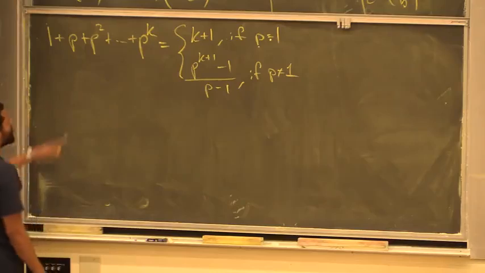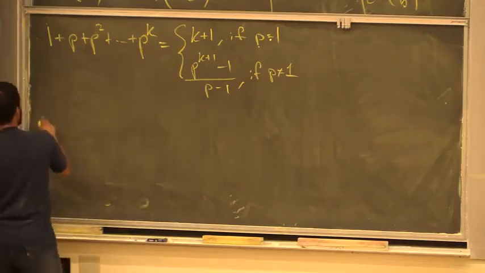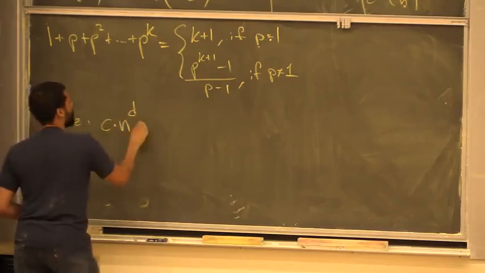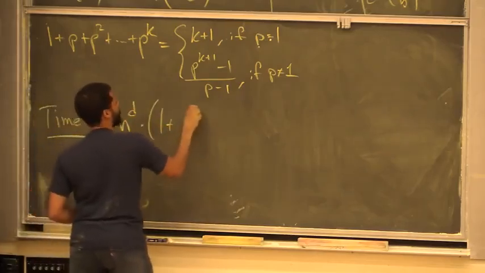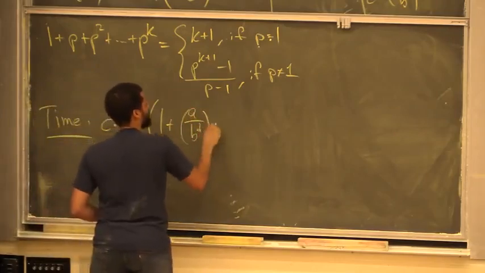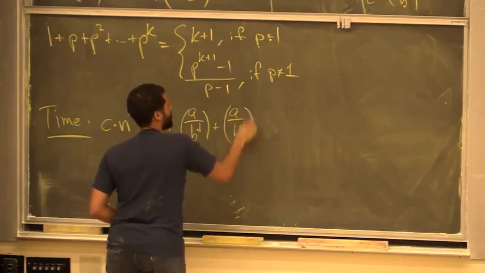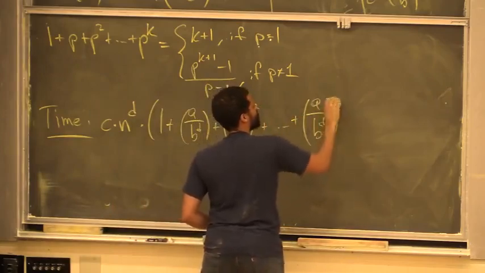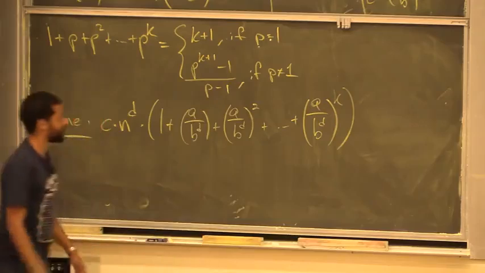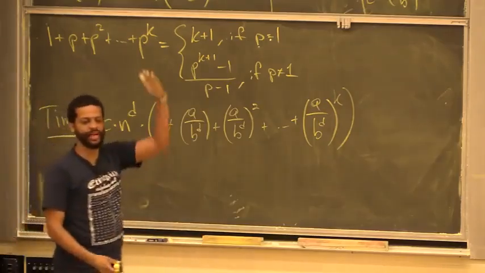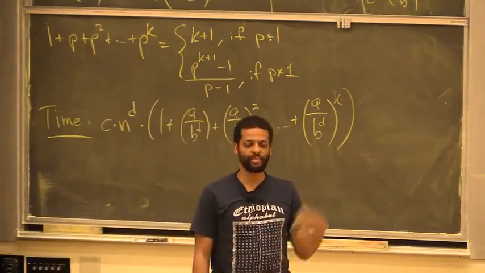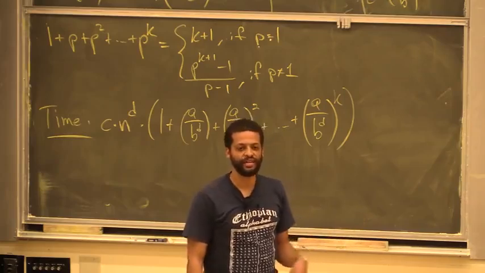Okay, so now let's look at our total time. All of them have a c times n to the d, and then we have 1 plus a over b to the d plus a over b to the d squared plus ... plus a over b to the d to the k. What's k? How many levels of recursion do I have before I'm done? Log base b of n, right?